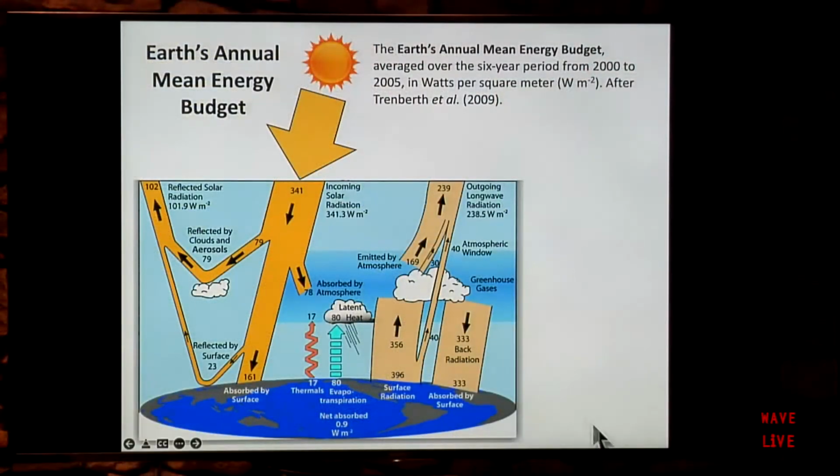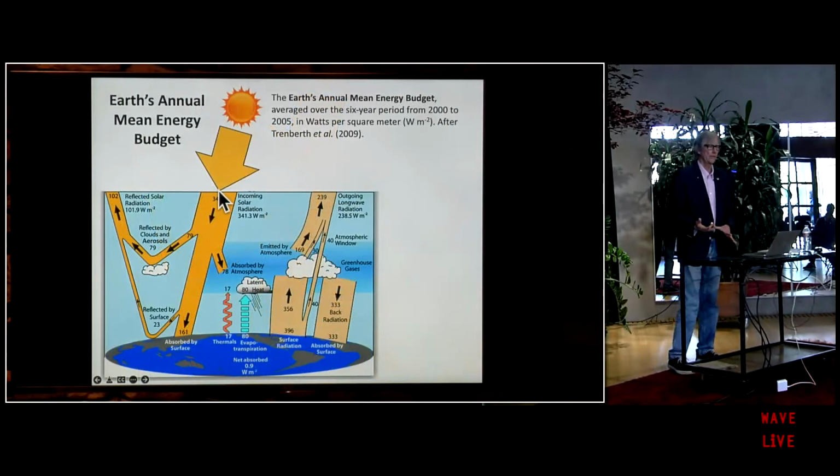Now, what this shows is the flow of energy through the Earth system, beginning with incoming solar radiation. And this diagram basically shows how that energy flows through the system. What you need to know about this is that it's averaged over the entire face of the Earth, averaged over day and night, averaged over all 4 seasons. And in fact, the numbers on this slide are averaged over a 6-year period from 2000 to 2005. And the numbers on here depict flux of energy in watts per square meter.